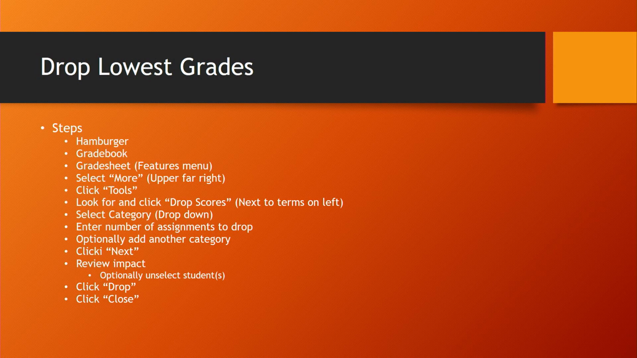We'll select More once again on the upper far right, but this time we're going to click on Tools. That's an option up towards the top. Then look for and click on Drop Scores next to the terms. We'll select our category from a drop-down, and then we'll enter the number of assignments to drop. So you want to drop just the lowest grade or the lowest 2 grades. That's great. Optionally add another category if you want to do more than one category at a time. And then we're going to click on Next. Then we will review the impact. If we want, we can optionally choose some students to not lose some grades from that list. We'll click on Drop and then Close, and then we're done.